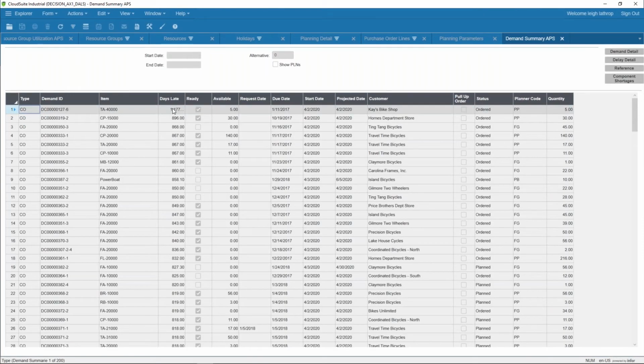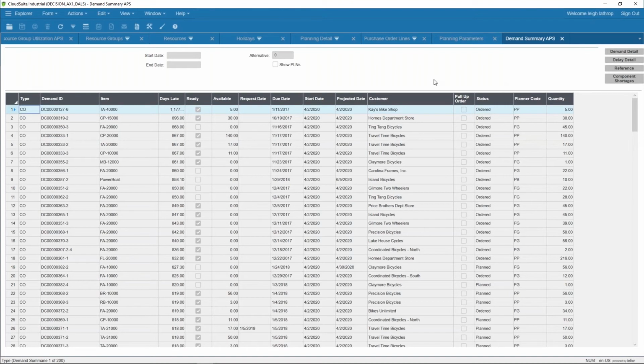This form shows us the projected late, where the delta between the due date and the projected date, the projected date is greater than the due date. And so these are the orders that we need to work and move out, because it's simply not going to happen because we have a shortage.